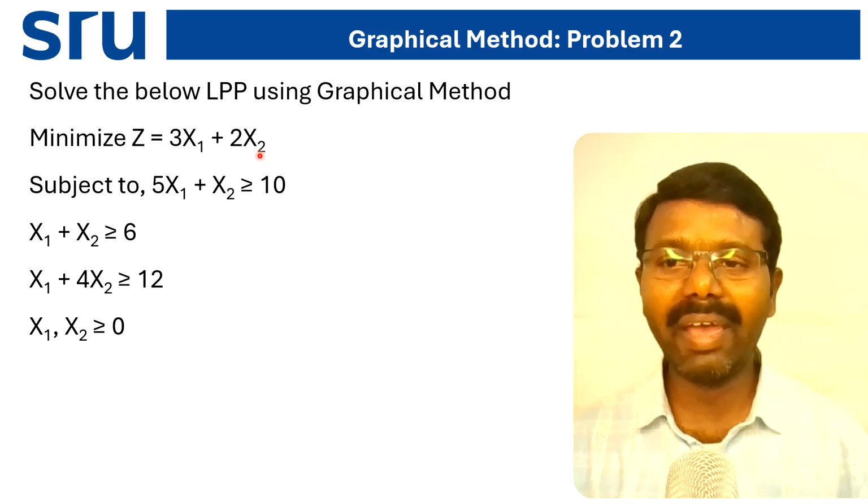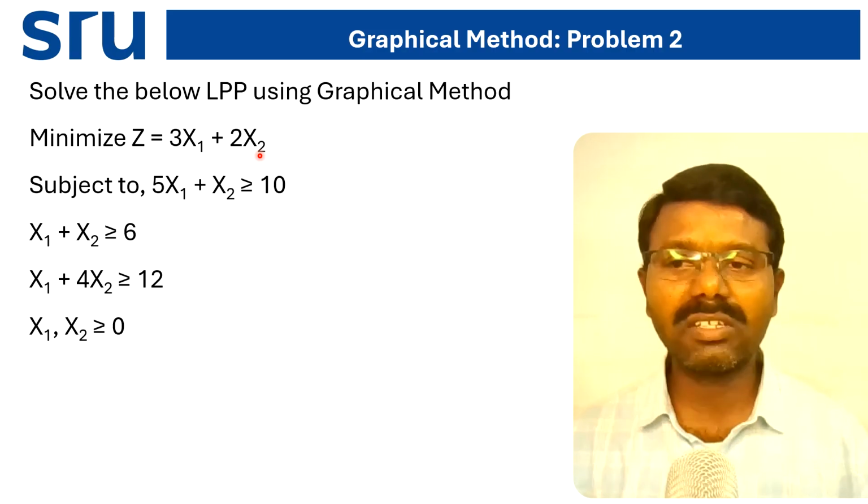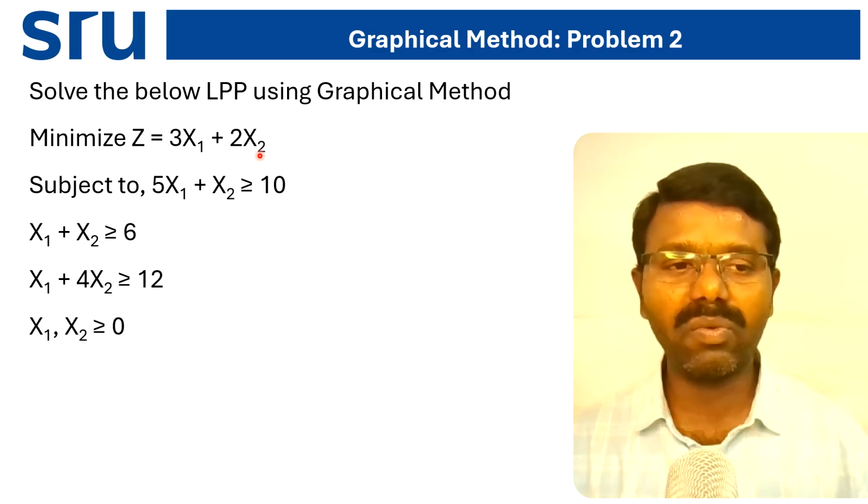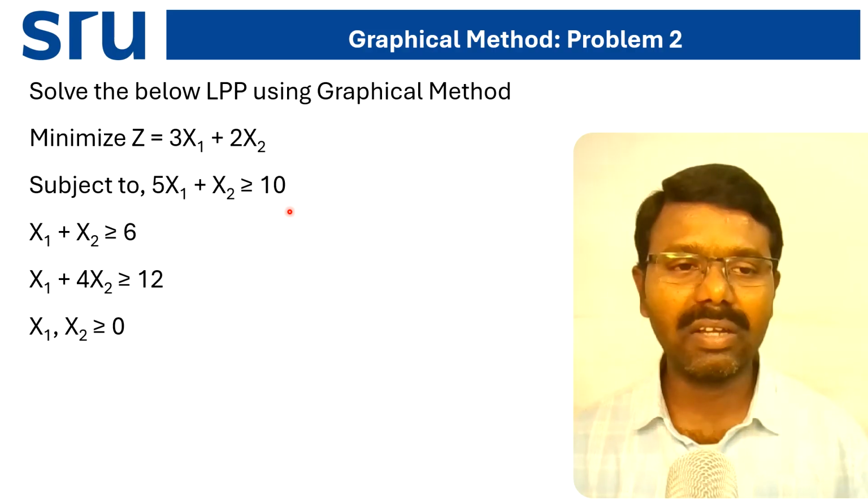If you take all these equations, the first step is to identify the intersection points. Taking x1 equal to 0, you get x2 as 10, so the point is (0, 10). Then consider x2 equal to 0 and get x1, which is 2, so the point is (2, 0). These are the two points the line passes through.